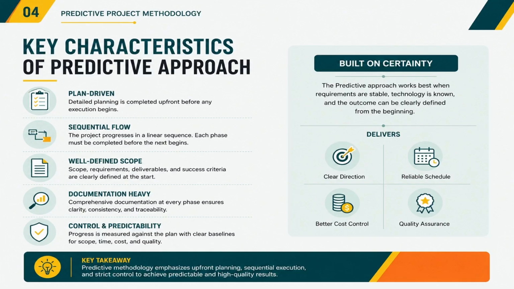Another important characteristic is the heavy documentation. Every phase involves detailed records, approvals, reports, and baselines. Finally, the predictive methodology focuses more on control and predictability. Progress is measured against the approved baselines for scope, time, cost, and quality. Because of this structured nature, predictive projects provide clear direction, cost control, reliable schedules, and stronger quality assurance.